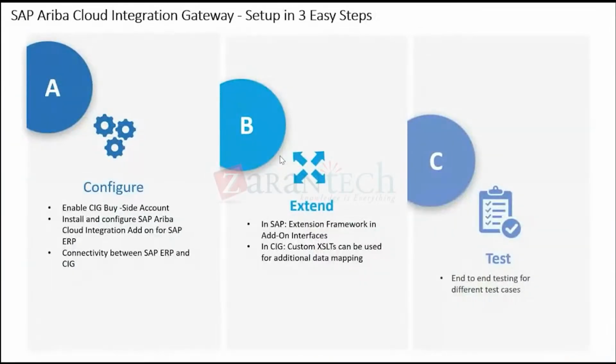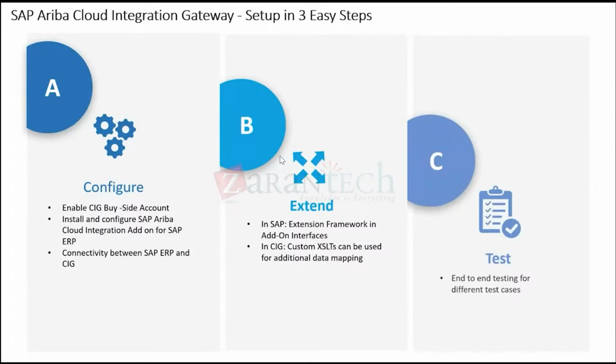So if we quickly cover all these steps of Ariba CIG, that is basically covered in 3 steps. Although within 3 steps you have so many sub steps, if you just talk about the high level concept of Ariba CIG, these are covered in three steps. First one is configuration. In this case, first we'll enable the CIG on the buyer side, and then we'll install the add-on related to the respective ERP system. Then we set up the connectivity between the ERP, S4HANA system, and Ariba CIG.